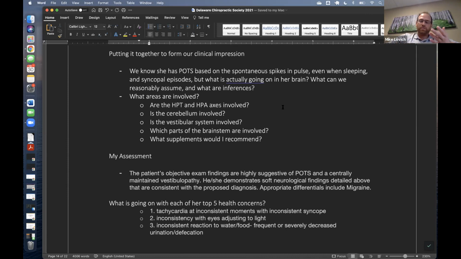So is the cerebellum involved? I would argue, yes, this is another inference. She didn't have any tests specifically that showed, hey, she was dysregulated or she was having pathological cerebellar findings. But we know that the vestibular system fires into the cerebellum, and we know that the vestibular system and the cerebellum fire into the brainstem to create activation and control.